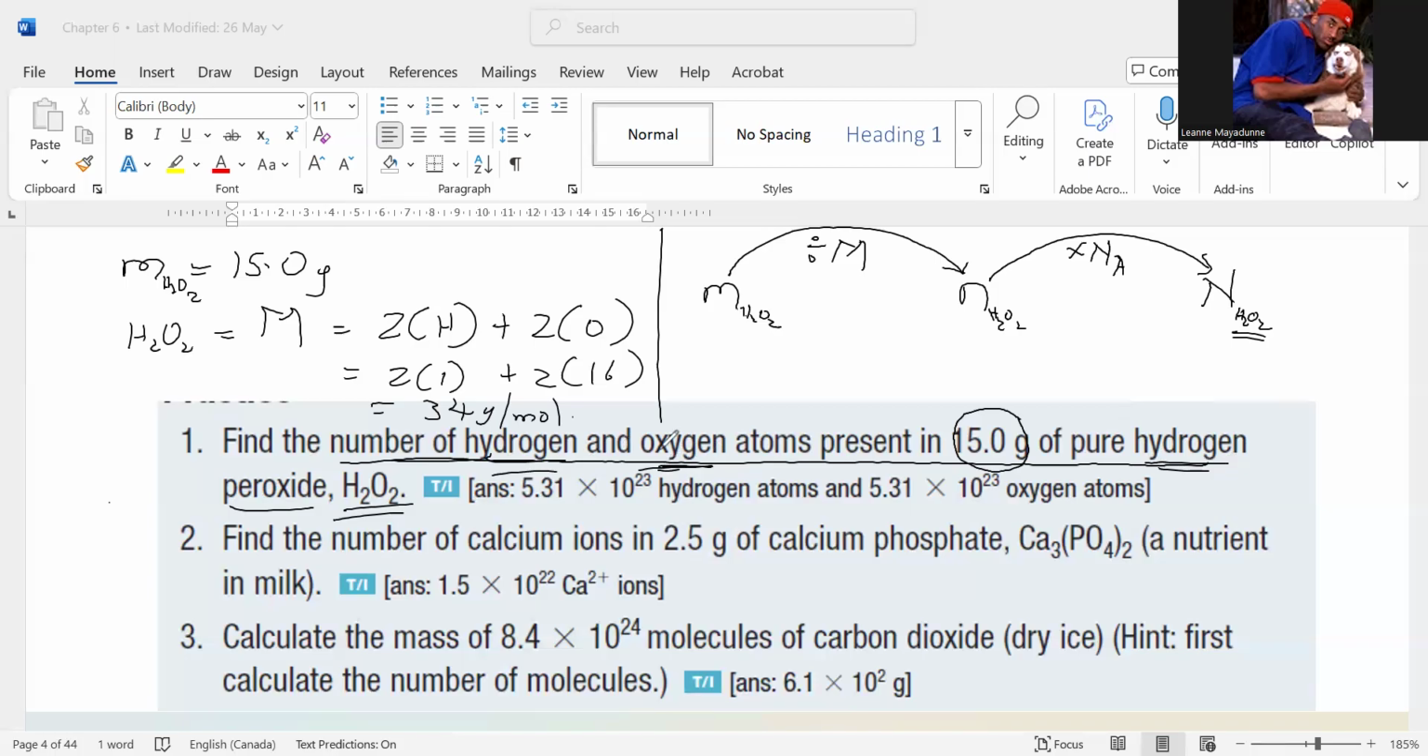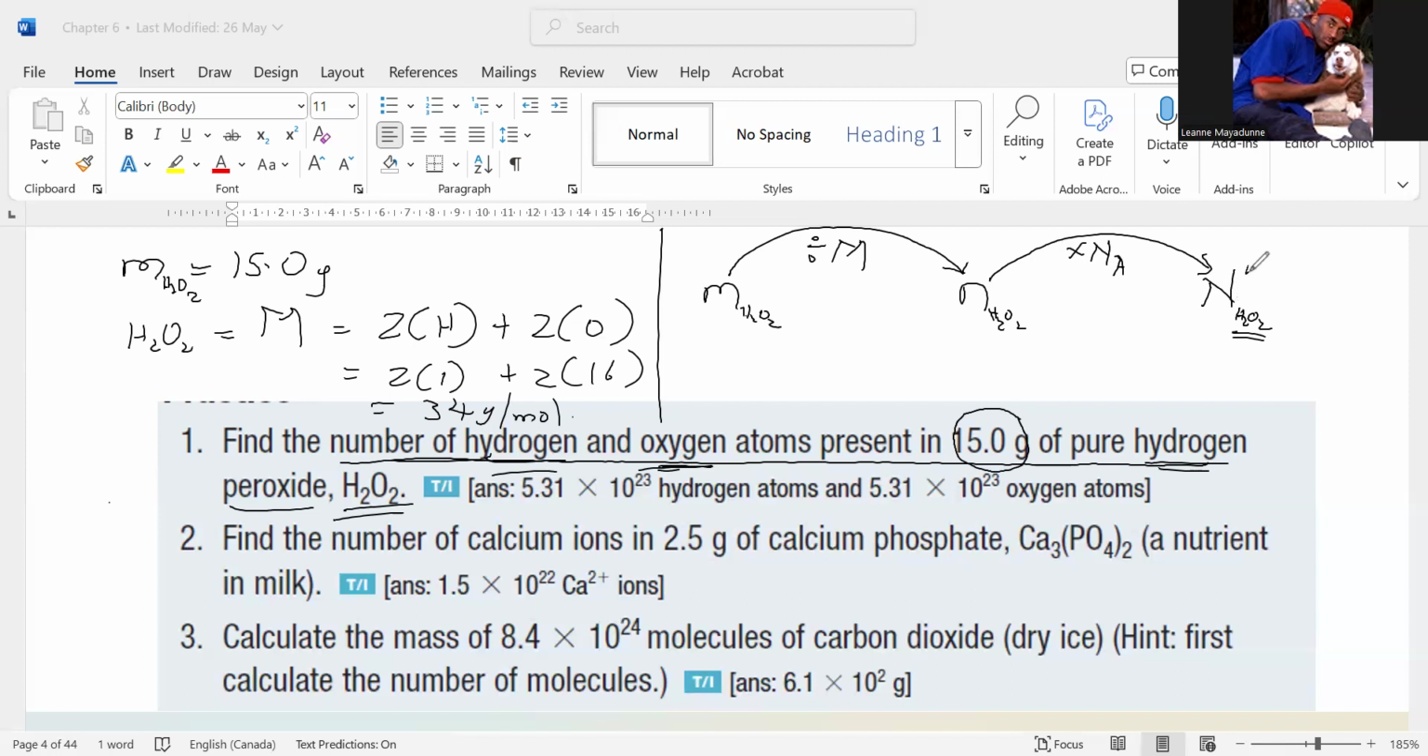Hydrogen and oxygen atoms, correct? We are not getting hydrogen and oxygen atoms here. Here we are getting molecules, because we have the mass of molecules. So from mass of molecule, we'll get moles of molecules. From moles of molecules, you will get number of molecules.